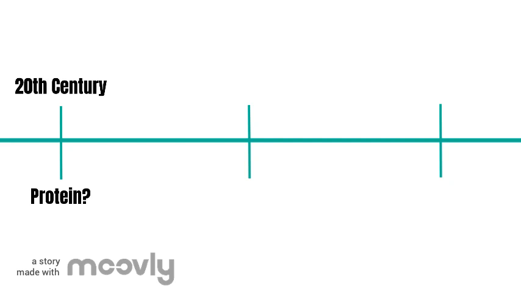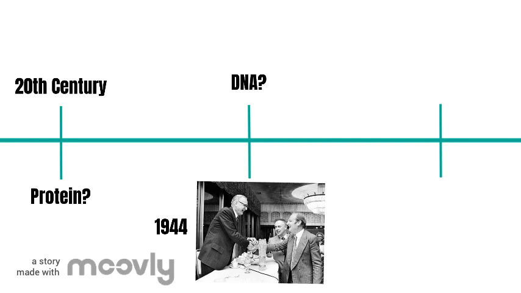In the early 20th century, most biologists believed that protein acted as a genetic material. Following the work of Avery, McLeod, and McCarty in 1944, there was emerging evidence that DNA was the molecular basis for inheritance, but their work was not viewed as conclusive evidence.